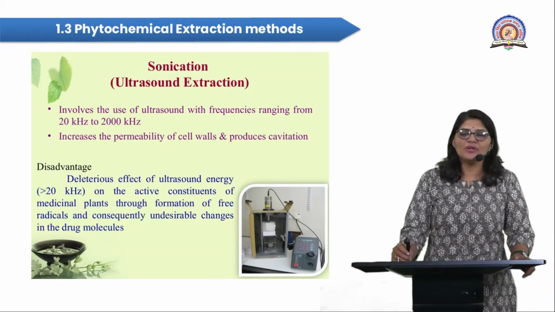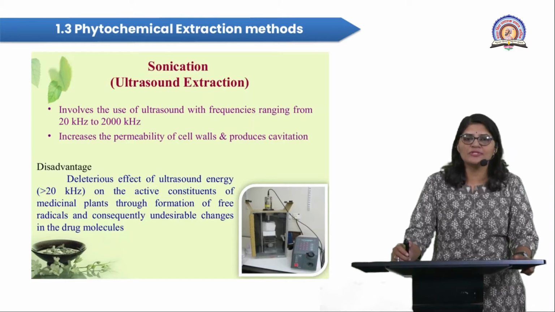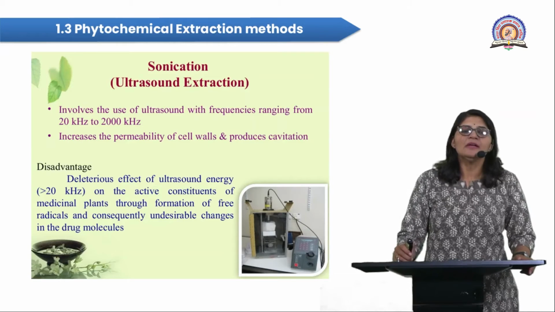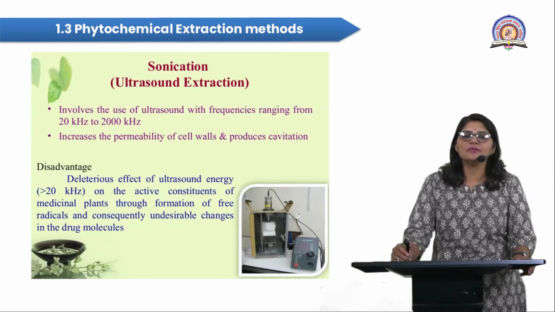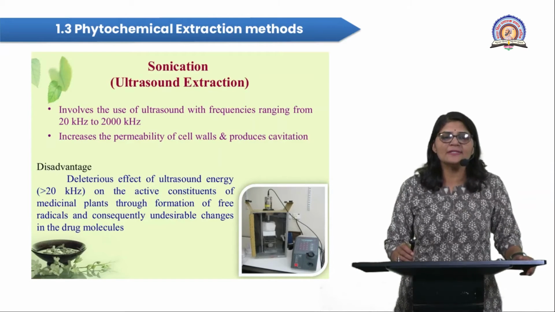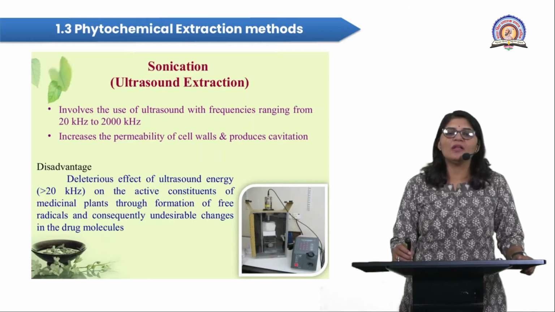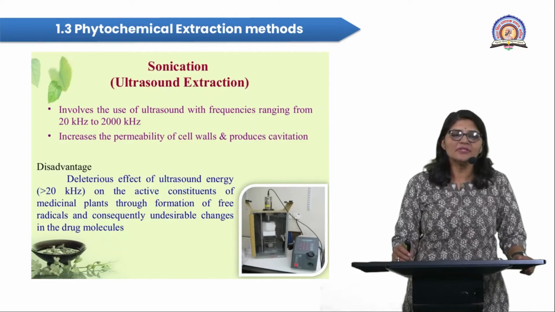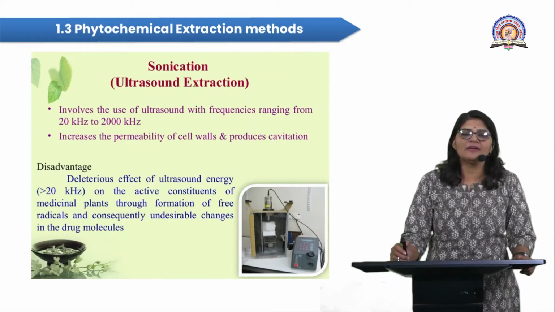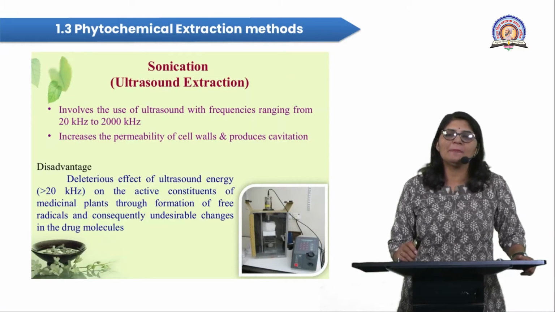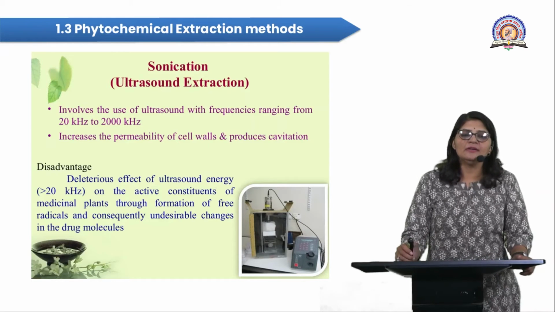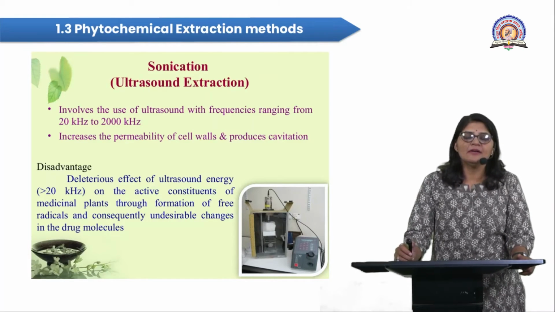Then next there is sonication. It is another important process for phytochemical extraction. It is also called ultrasound extraction. It involves the use of ultrasound with frequencies ranging from 20 kilohertz to 2000 kilohertz, which increases the permeability of the cell wall and produces cavitation. The disadvantage is the deleterious effect of ultrasound energy on the active constituents of the medicinal plant, leading to the formation of free radicals, and consequently undesirable changes take place in the drug molecule.